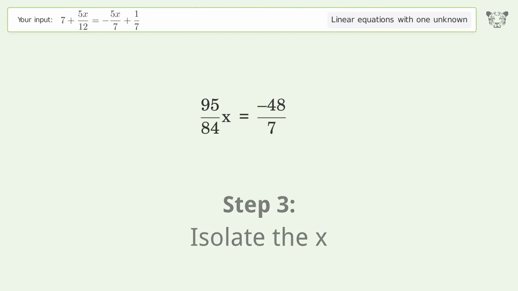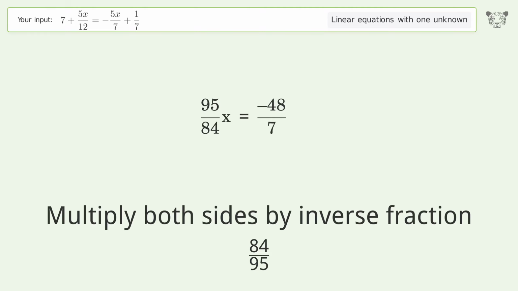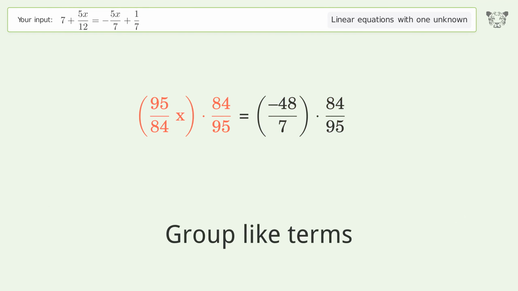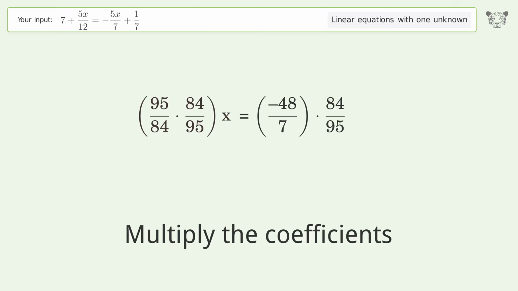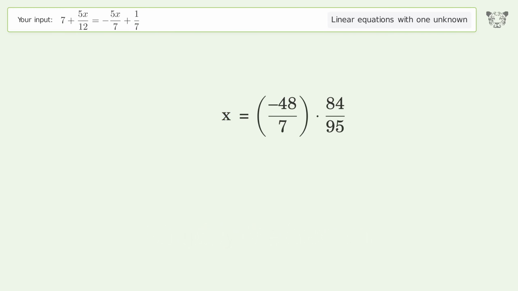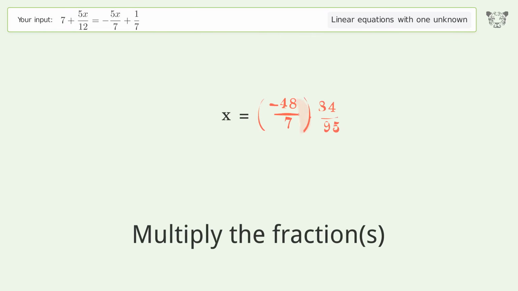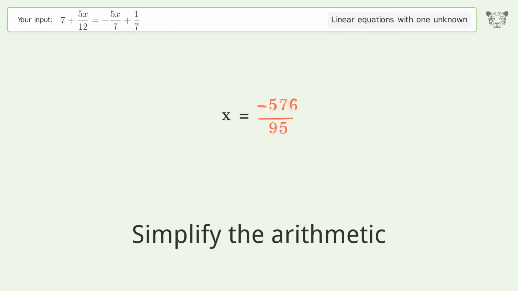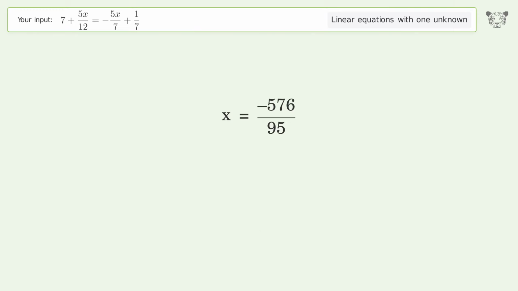Isolate the x. Multiply both sides by inverse fraction 84 over 95. Group like terms. Multiply the coefficients. Simplify the fraction. Multiply the fractions. Simplify the arithmetic. And so the final result is x equals negative 576 over 95.